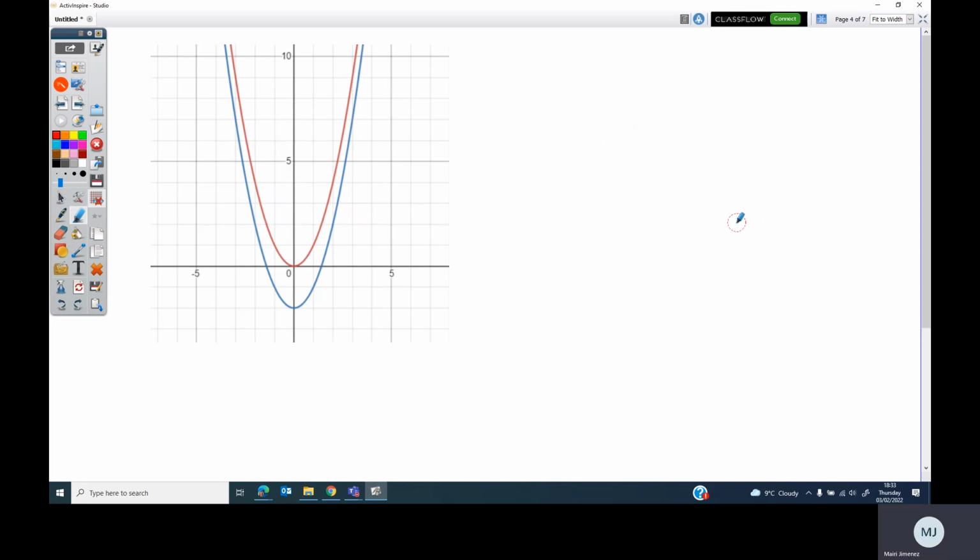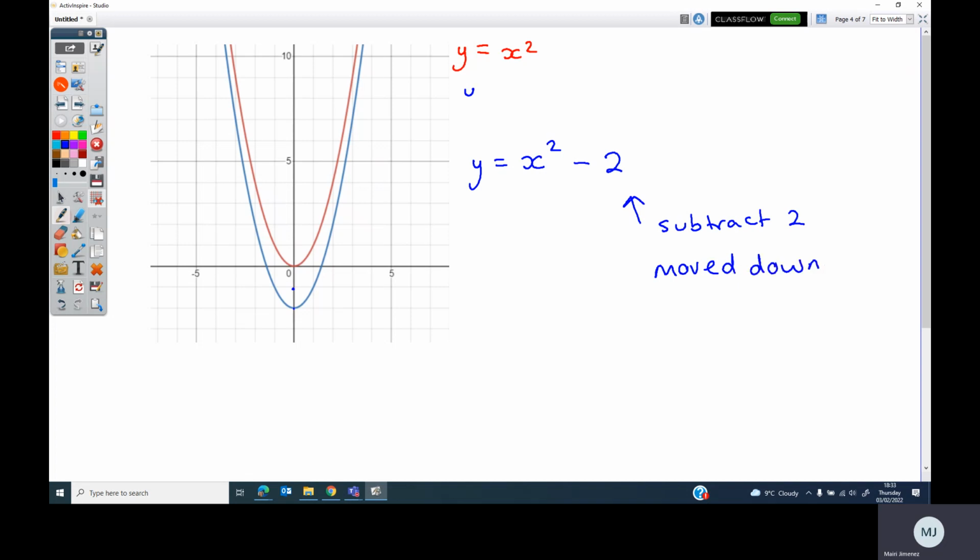Okay, we'll look at these two graphs. In red, again, that's y equals x squared. And the blue one this time has been moved down 2 boxes. So that's x squared subtract 2. This subtract 2 means it's been moved down 2.